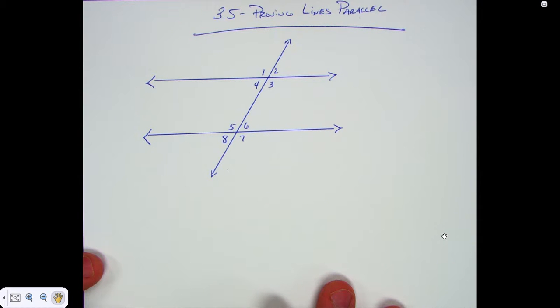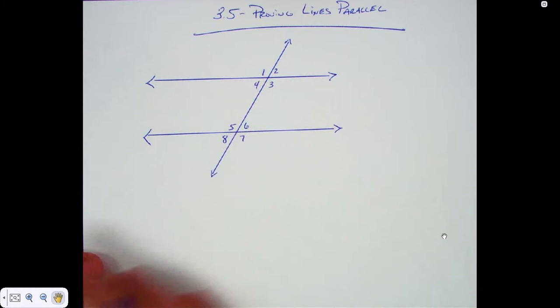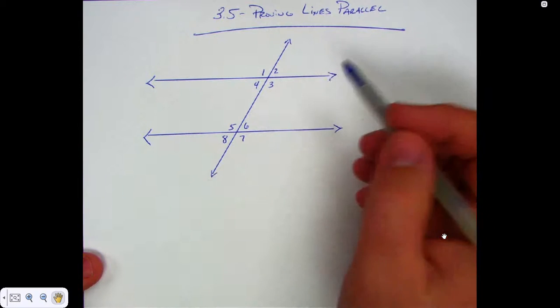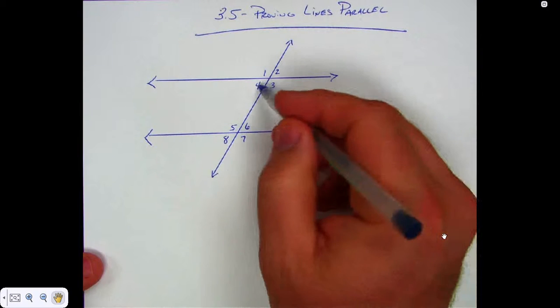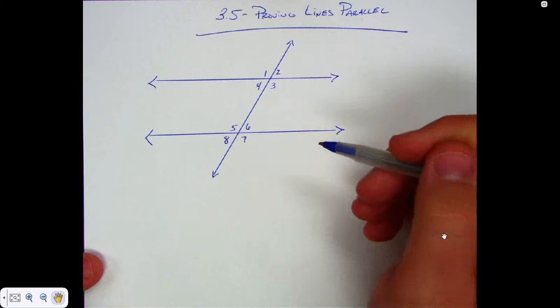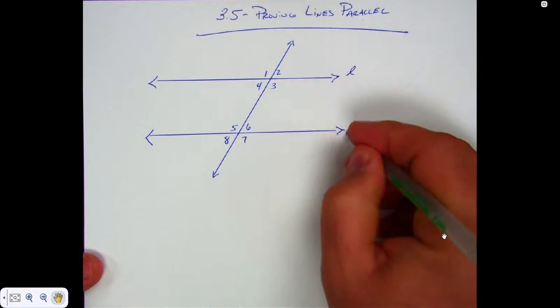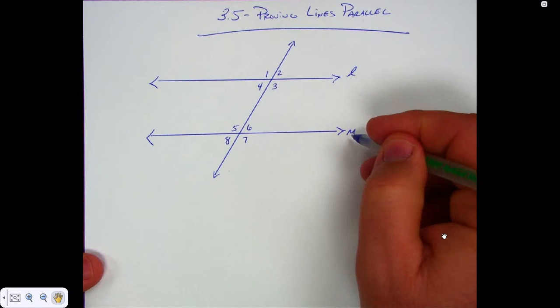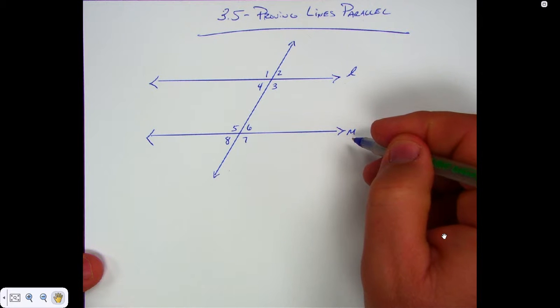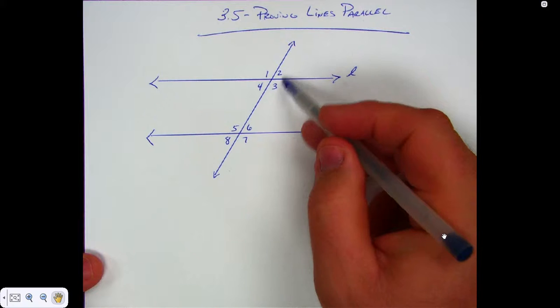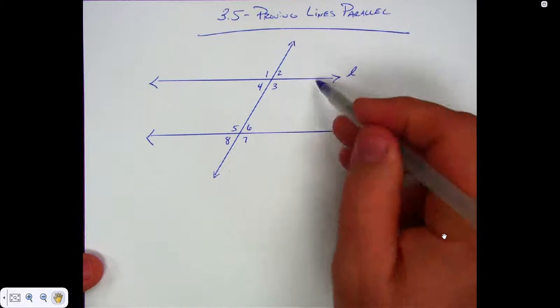Now, one thing you've got to understand here when you look at this is, do you remember what I said? When is 4 congruent to 6? When L is parallel to what? Right? 2 and 6 are congruent when L is parallel to M, right?